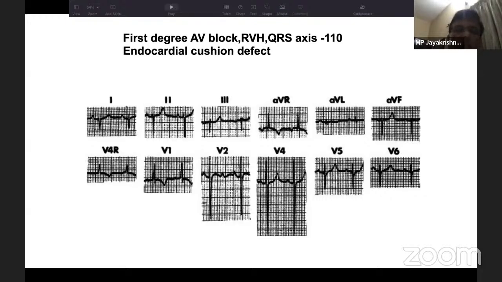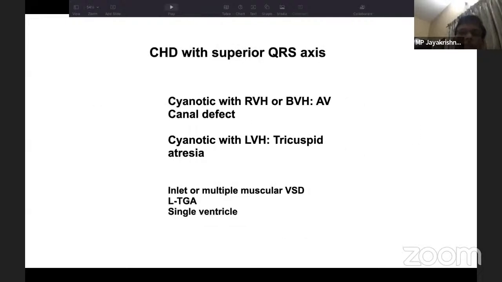The other one was LVH with superiorly oriented QRS axis. This is RVH, or sometimes you may get a biventricular hypertrophy also in endocardial cushion defect. So if it is a superiorly oriented QRS axis with right ventricular hypertrophy or biventricular hypertrophy, that indicates an endocardial cushion defect. A cyanotic child with superior QRS axis with RVH or BVH is an AV canal defect. With LVH and superior QRS axis, it is tricuspid atresia.